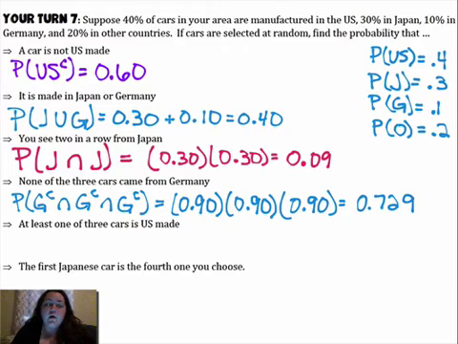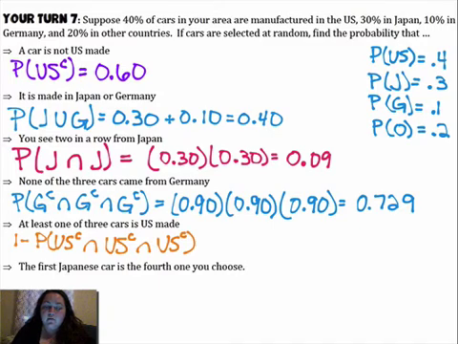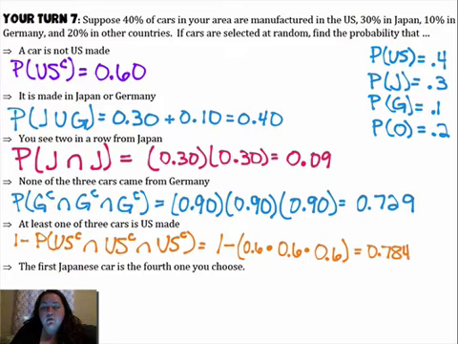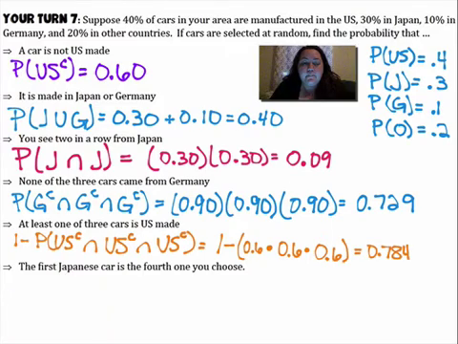At least one of the 3 cars is U.S. made. So I have the probability 1 minus, I'm going to take the probability of 1, and I'm going to subtract the probability that none of them came from the U.S. So if I take one whole and I subtract that none of them came from the U.S., that would tell me what's the probability of at least one. Maybe 1, maybe 2, maybe all 3. Okay, so that's 1 minus 0.6 times 0.6 times 0.6, which gives me 0.784.